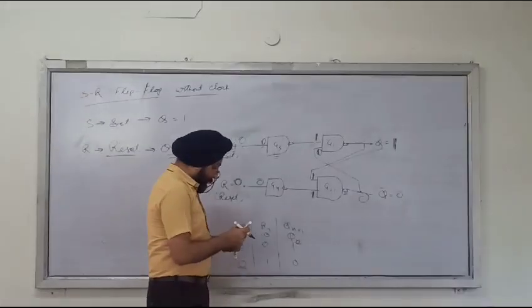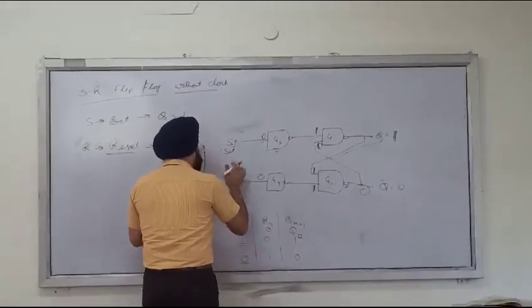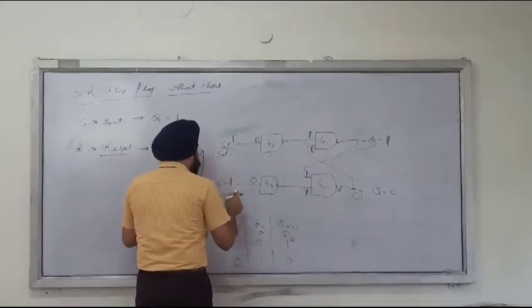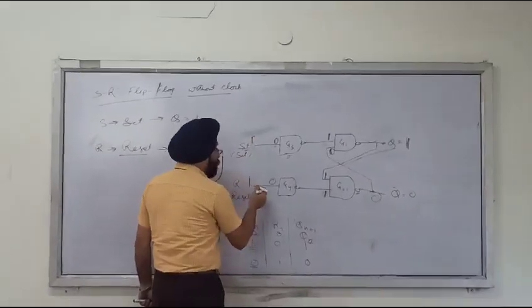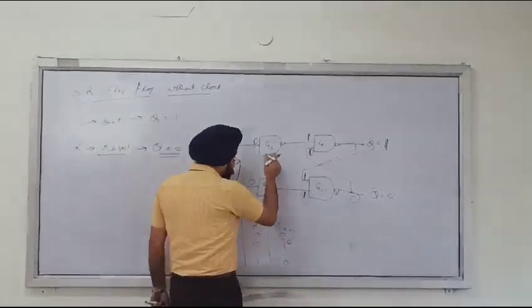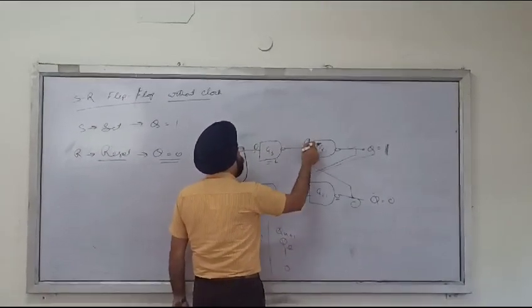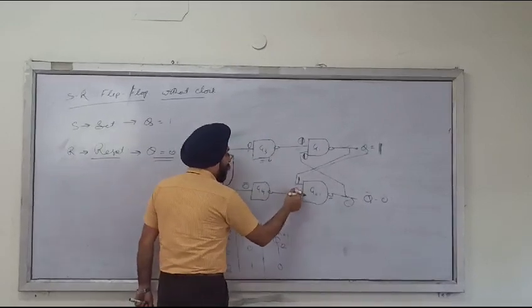Whereas if we change the value of S and R to 1, now how does this circuit behave? Now when S is equal to 1, R is equal to 1, at that time this and this again act as an inverter. Now this one is what? 0, and again this is what? 1, 1, and this is again 0.